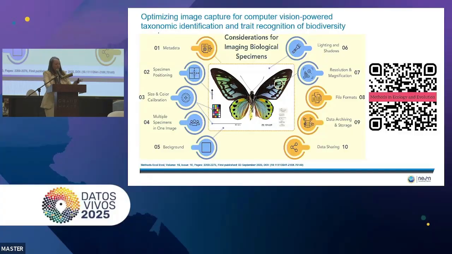The considerations are grouped into two categories. In blue, you see the factors relating to optimizing the imaging process itself, so things like specimen positioning, calibration for size and color, handling lighting and shadows, background, and ensuring enough resolution and magnification to capture important details. And in orange are the factors related to data quality and usability, so making sure the images are consistently linked to metadata, that file formats and storage are standardized, and the data can be archived and shared in ways that keep it accessible and useful for downstream applications.